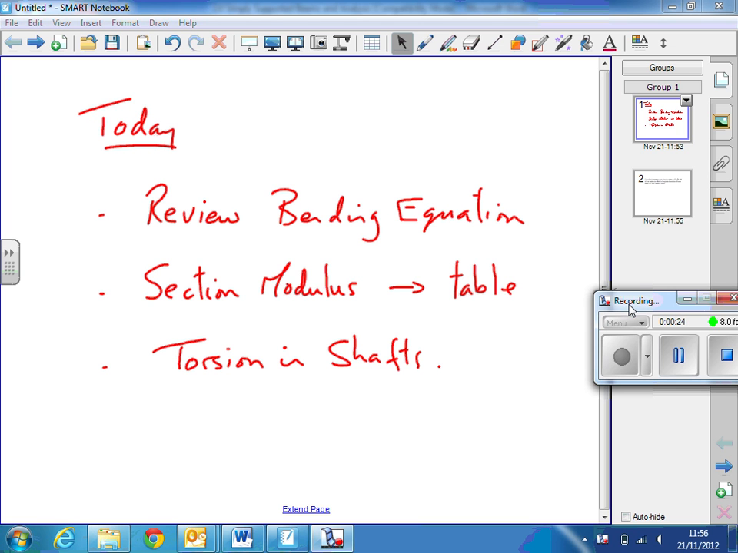And then we'll move on to the next handout, torsion in shafts, which actually involves equations that are almost exactly the same as the bending equation. So we'll be carrying on looking at the tutorial questions in there, which are exactly the same idea as the bending equation.